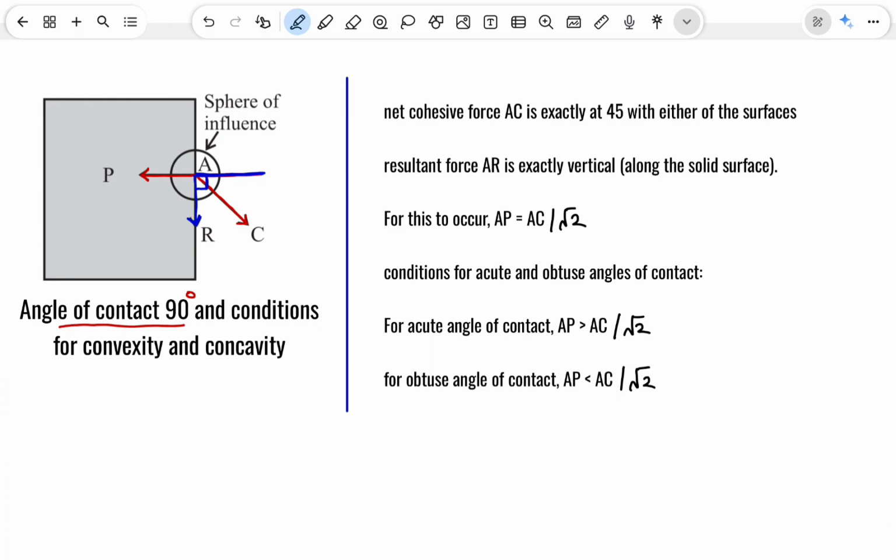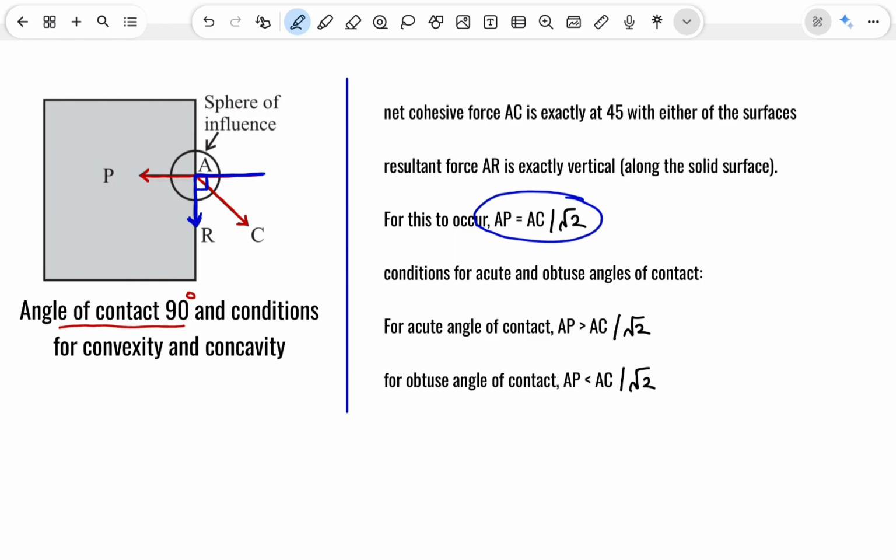Therefore, we can see that from the above mentioned conditions, the net force AR must be along the solid surface. So I have highlighted the net force AR, and the net force AR is along the solid surface. Now, for this net force AR to be along the solid surface, if we do simple vector summation calculations, we require that the adhesive force AP must be equal to AC by root 2.